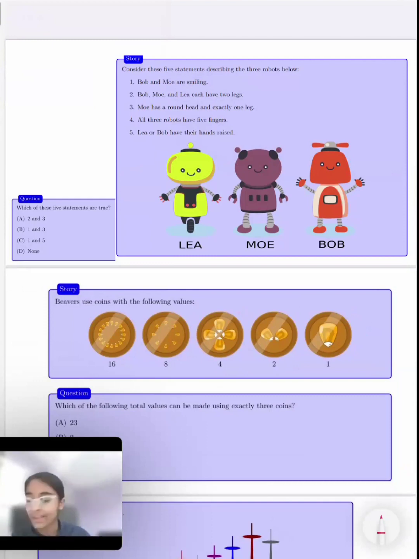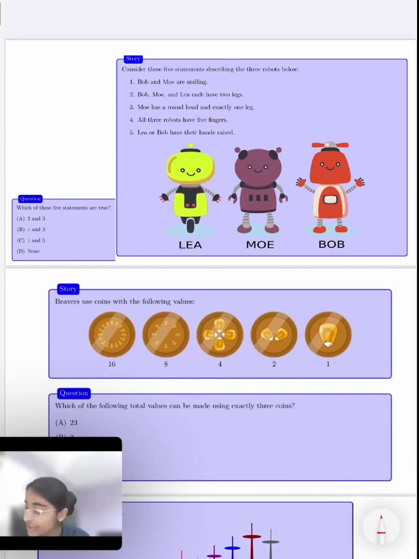All right, so our first problem is: consider these 5 statements describing the 3 robots below. We have 3 robots, Leah, Mo, and Bob. The first statement says that Bob and Mo are smiling. The second one says that Bob, Mo, and Leah each have 2 legs.